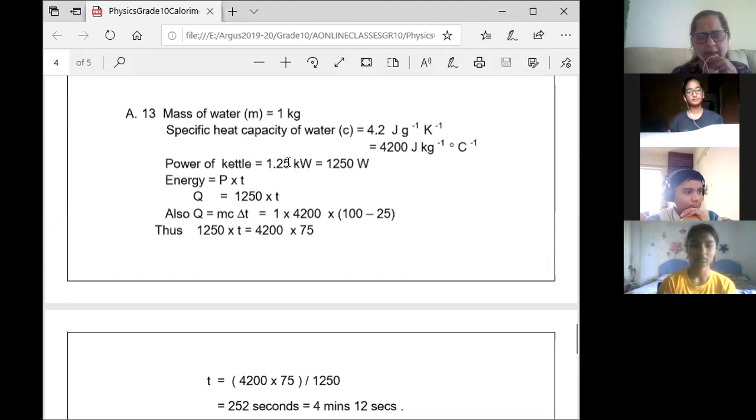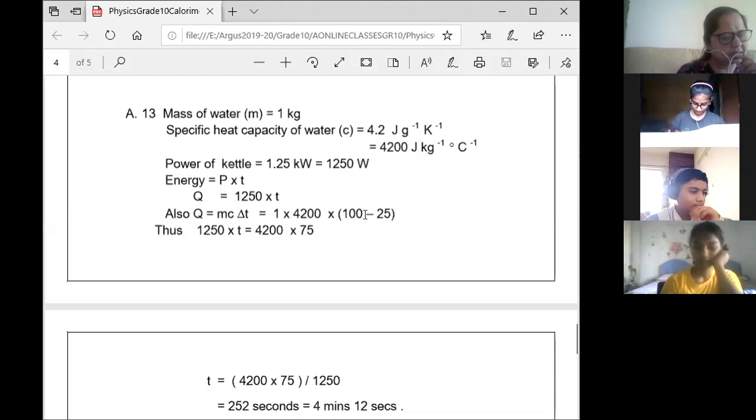Now the power of the kettle, as I said, we converted into watts, 1250. Now energy is power into time, so Q equals 1250 into time, right? So this is Q. But we also know Q equals MC delta T. What is the mass of the water? 1 kg. What is the specific heat capacity? Here, 4200. And what is delta T? They have given that the temperature rises from 25 degrees to 100 degrees. So that is delta T, 100 minus 25.